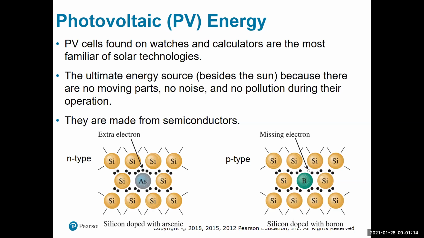The nice thing about these photovoltaic energy cells is that you have energy hitting them, and on those calculators, the energy is the sunlight. Then it causes movement of electrons, depending upon which type you have. The nice thing about this is there's no moving parts, there's no noise, nothing like that. And so that's an example of where this p-n junction comes into play.